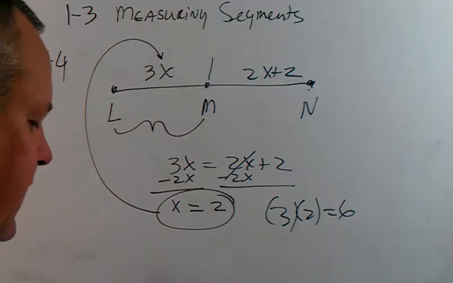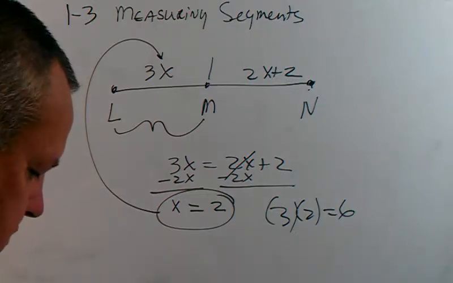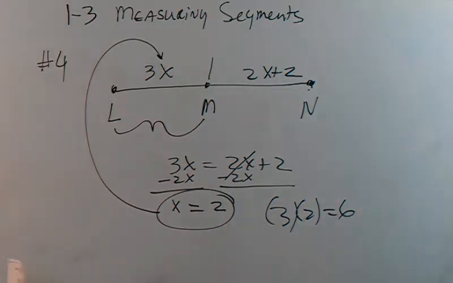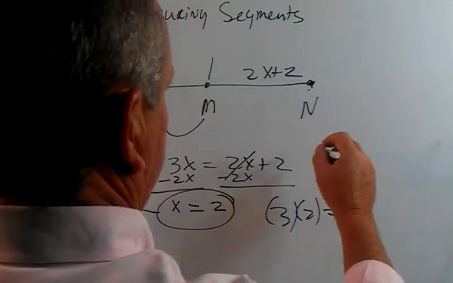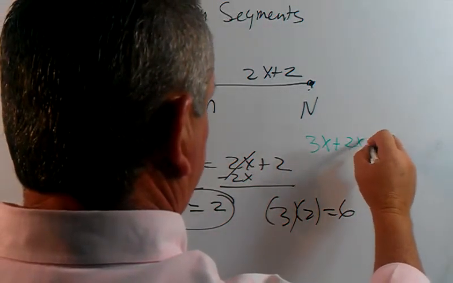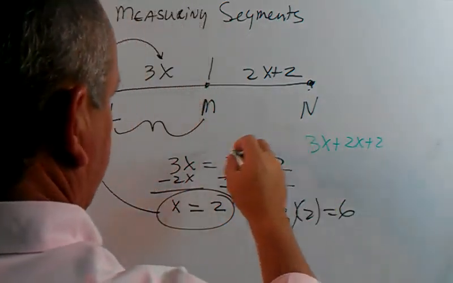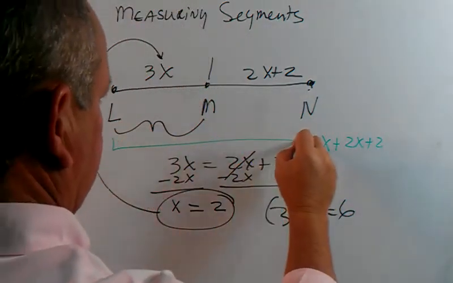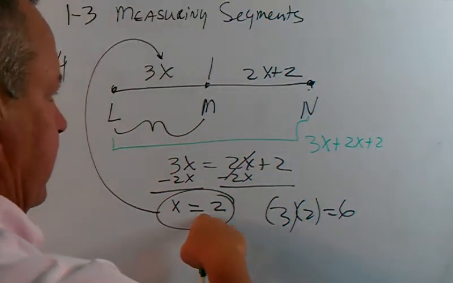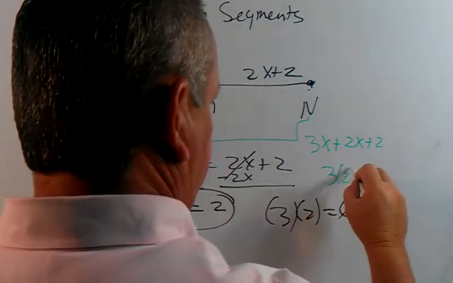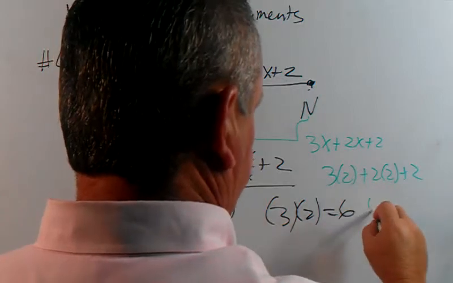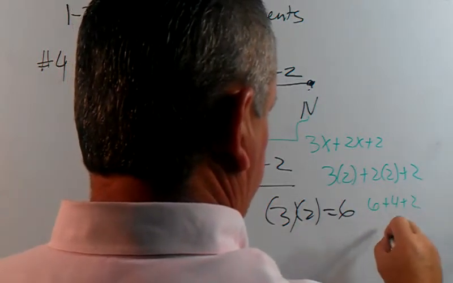What is number 5 is, let's see, let me just draw this in a different color here. It says, what is LN? What is LN? All right, well LN is equal to 3x plus 2x plus 2, right? That's what LN is, right? And x is equal to 2, so it's going to be 3 times 2 plus 2 times 2 plus 2. It's going to be 6 plus 4 plus 2. It's going to be 12, right?